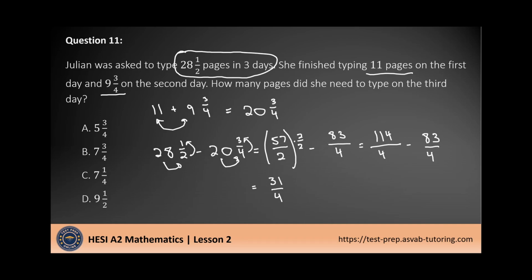If you need to stack those to subtract, you can definitely do that. I just did it in my head, so we have 31 over 4. 4 goes into 31 7 times. 7 times 4 is 28, which means we have 3 left over. Denominator stays the same, so 7 3/4 of a page left.